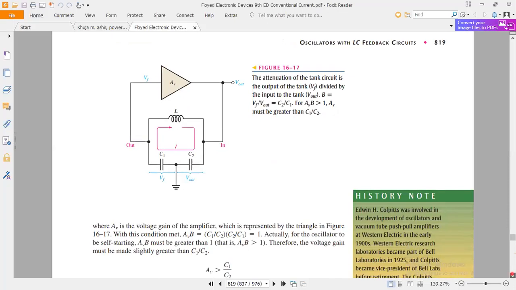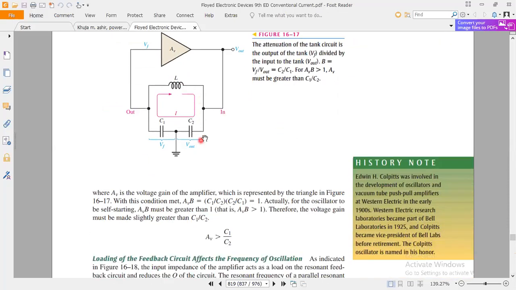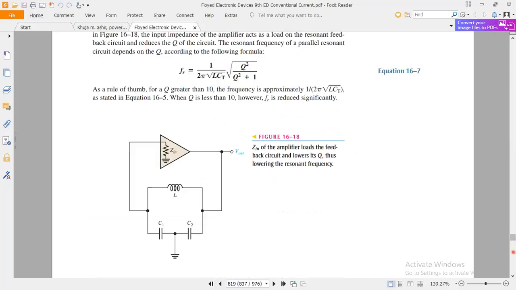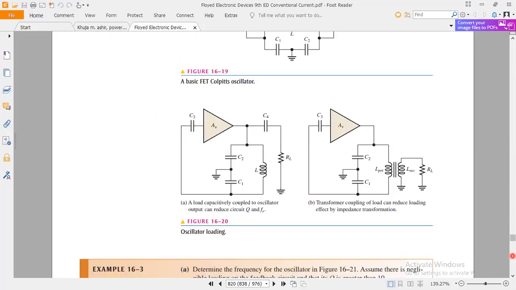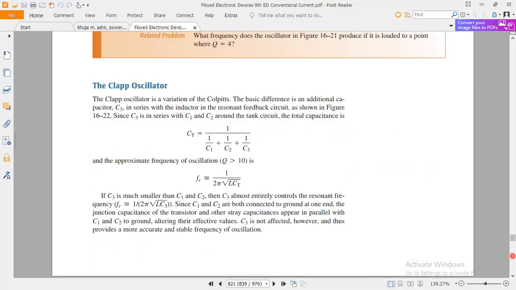Now, this is another aspect of the Colpitts oscillator: in this feedback circuit, the L, C1 and C2 feedback configuration is connected with the op amp configuration, and the output would be produced in this way as per the input. So this is all about the Colpitts oscillator configuration and detailed circuit diagrams made with the BJT transistor. Now moving towards the next oscillator, which we call the Clapp oscillator.